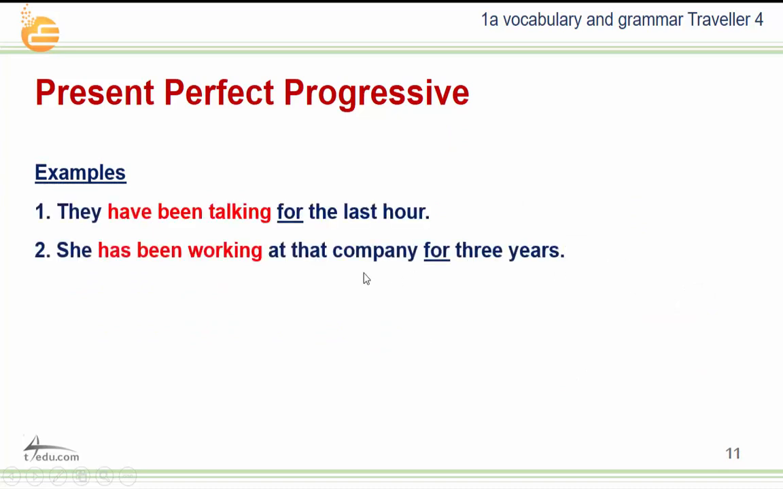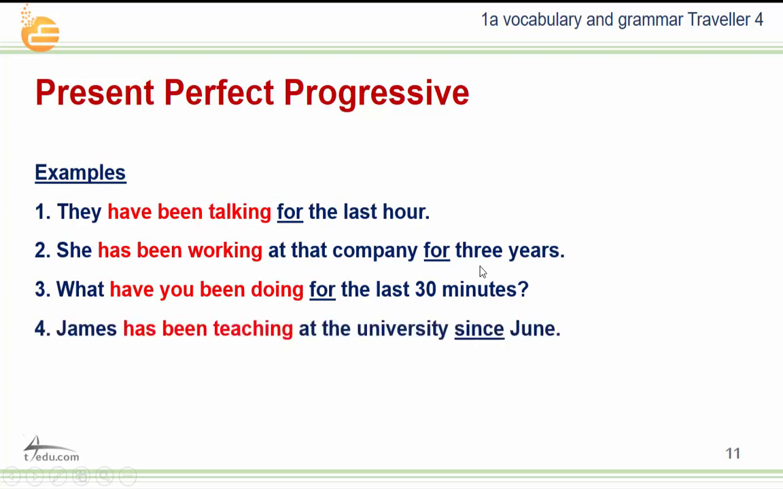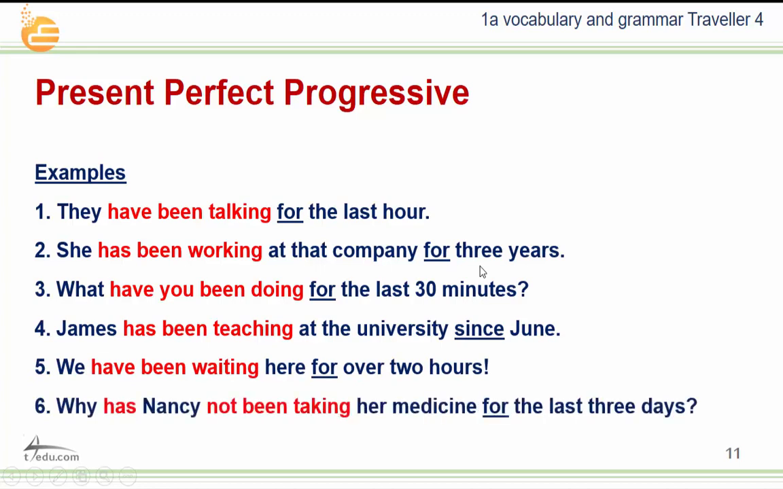Examples. They have been talking for the last hour. She has been working at that company for 3 years. Number 3. What have you been doing for the last 30 minutes? 4. James has been teaching at the university since June. 5. We have been waiting here for over 2 hours. Number 6. Why has Nancy not been taking her medicine for the last 3 days?